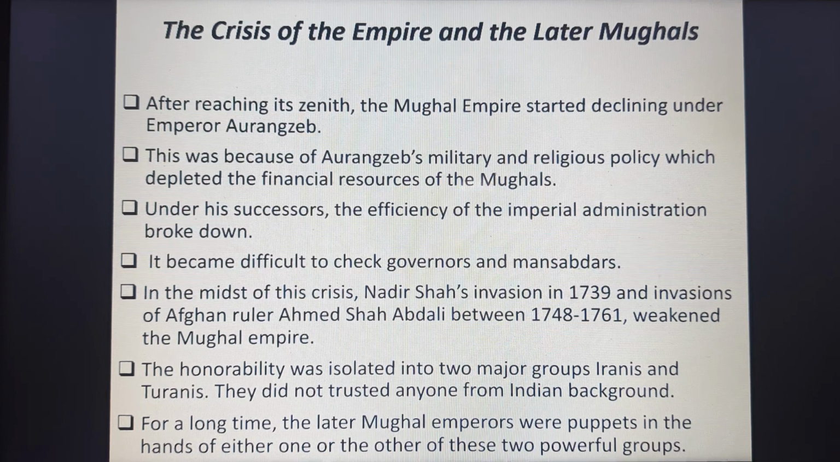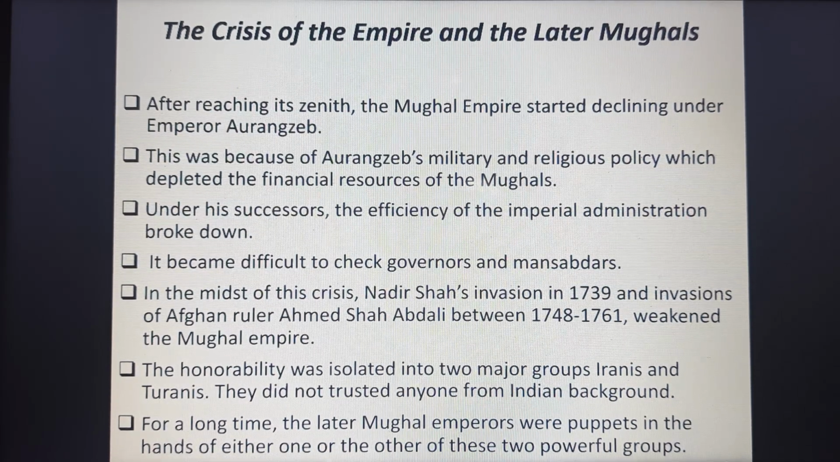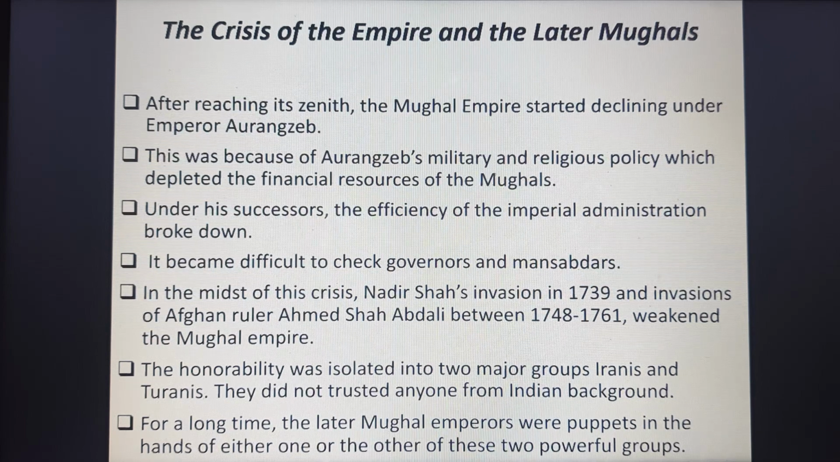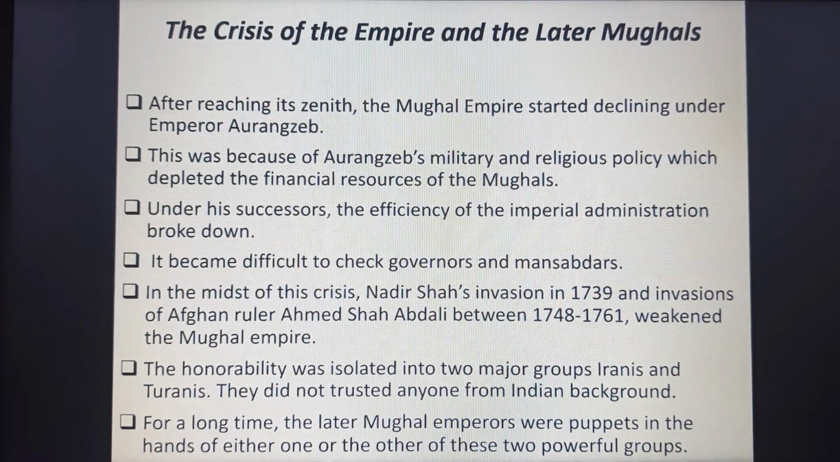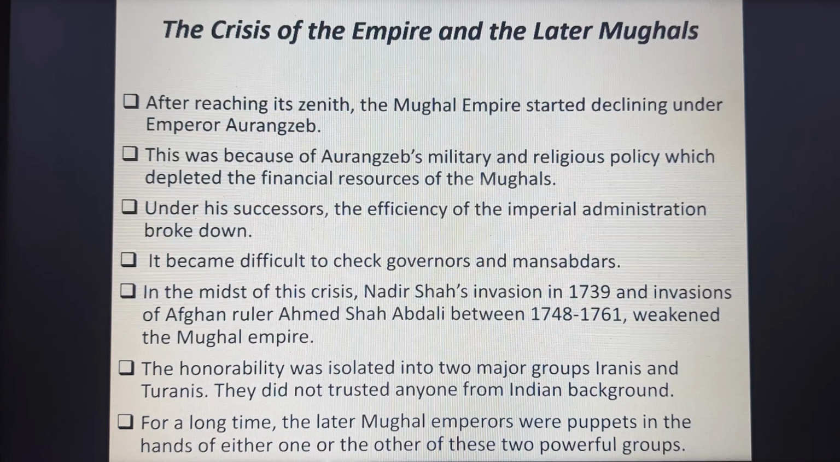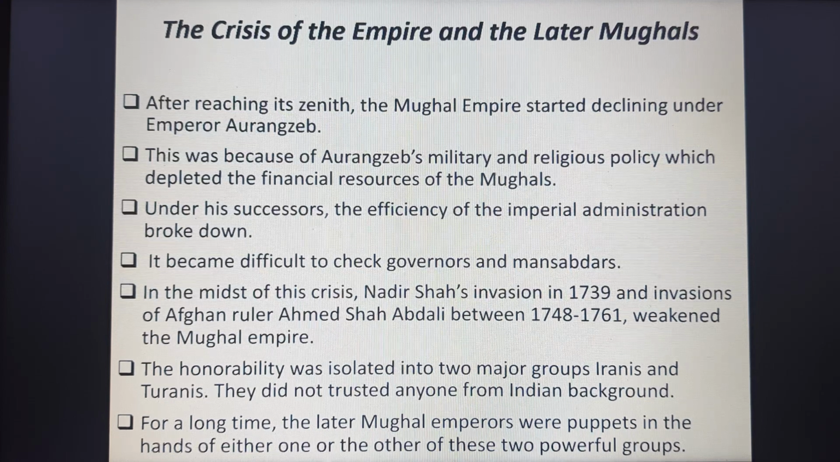Under his successors, the efficiency of the imperial administration broke down. Means the rule of the king from the center to various parts of the kingdom broke down. It became difficult to check governors and mansabdars. Suppose I am sitting in Delhi and one of my governors or mansabdars is in Bengal or Odisha. How will I go every day and check what he is doing, whether he is giving me the right details, whether he is paying me the right taxes? So this became the difficulty.